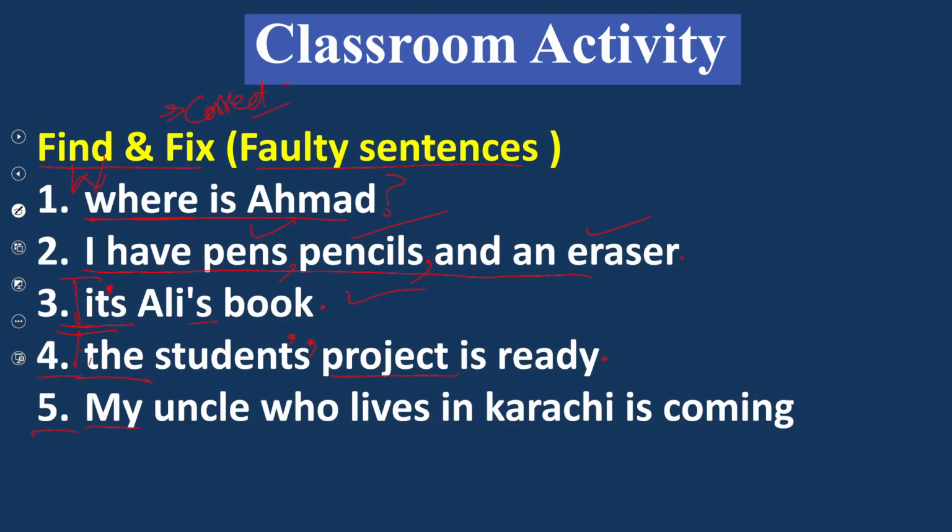Now, fifth one, my uncle who lives in Karachi is coming. You know very well, the full stop is missing here. My uncle, who lives in Karachi. We can use two commas here. So, in this way, the sentence will be correct.